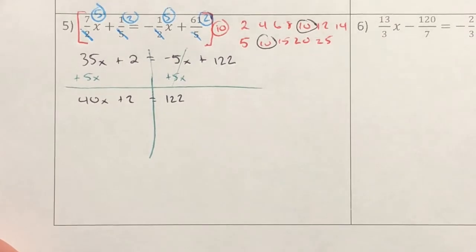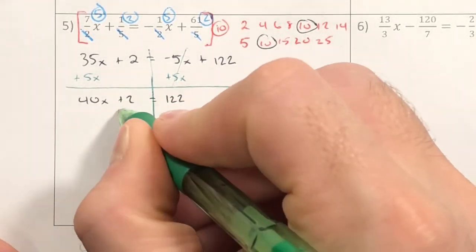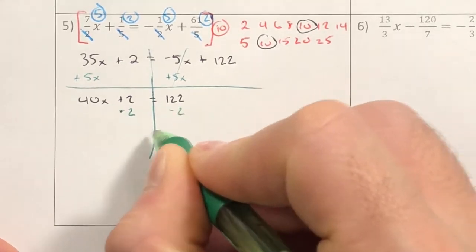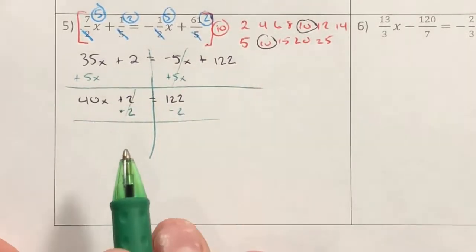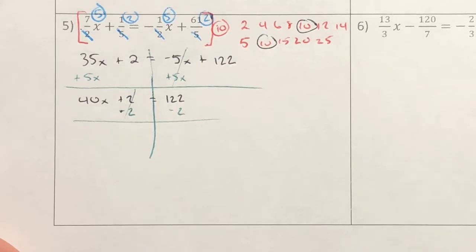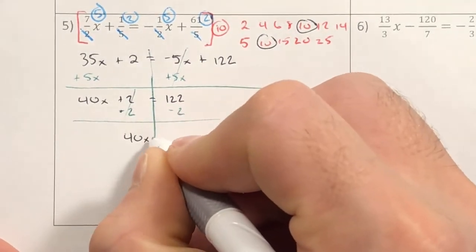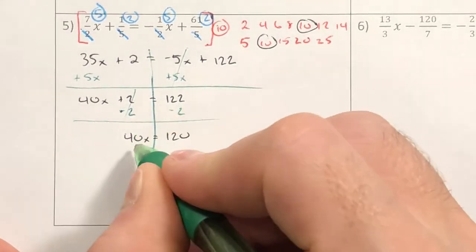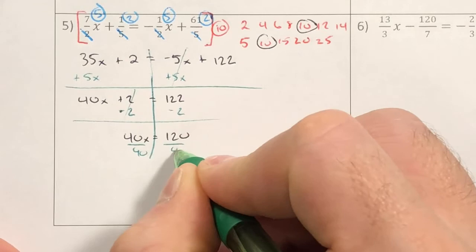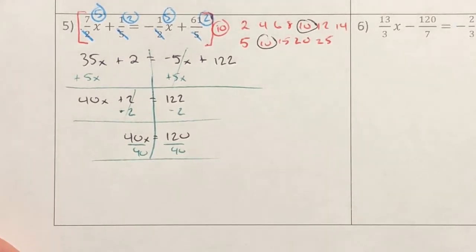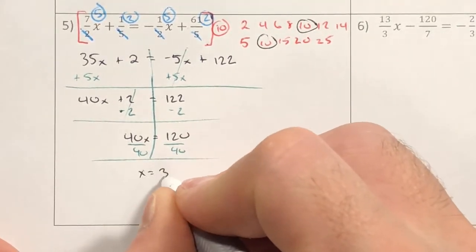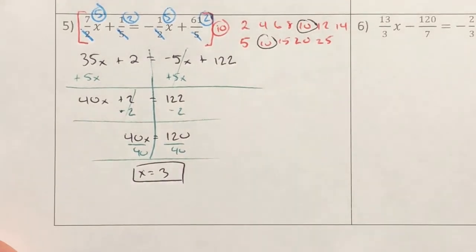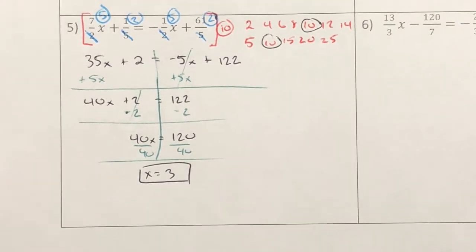Now that my x's are all together in one spot, I need to get rid of the non-x terms. I need to get rid of that plus 2. So I subtract it, which means I do the same over here. That, in effect, gets rid of that term. So I'm left with 40x is equal to 120. Now that my term is isolated and all my x's are nice and tight right there, I'm going to go ahead and get rid of that coefficient by dividing by 40. And I'm left with an answer of x equals 3. Perfect.